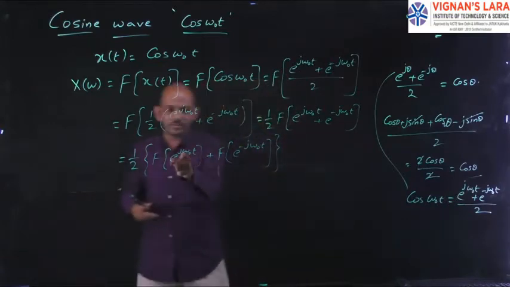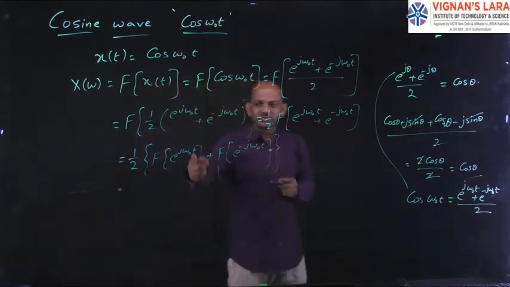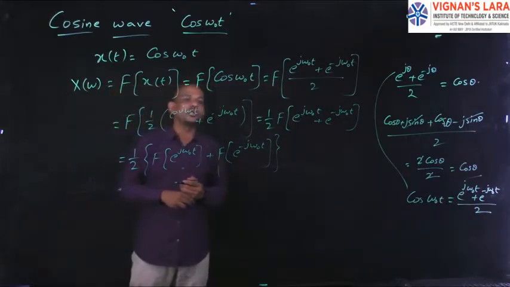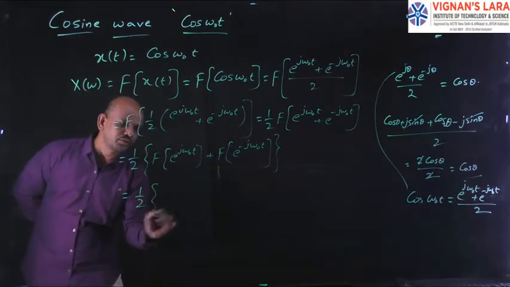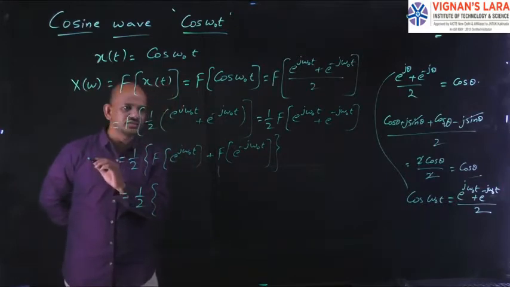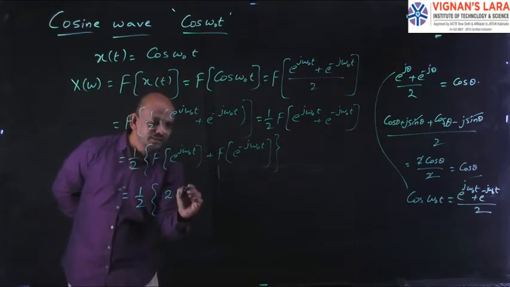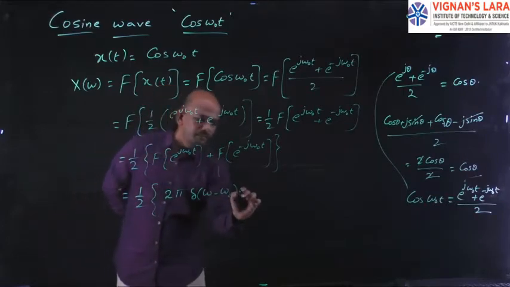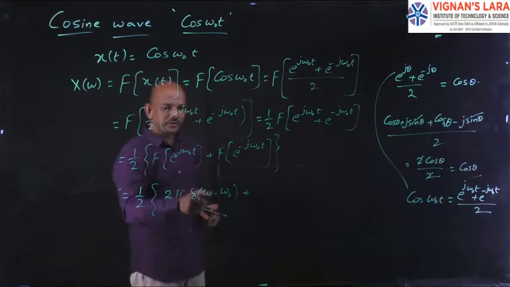So what is the Fourier transform of this complex exponential function? What is the Fourier transform of e power j omega naught t? Well known. The Fourier transform of e power j omega naught t is 2 pi into del of omega minus omega naught. So I can use that directly. So that will be equal to 1 by 2 into 2 pi into del of omega minus omega naught plus, and the Fourier transform of e power j omega naught t is 2 pi into del of omega minus omega naught.